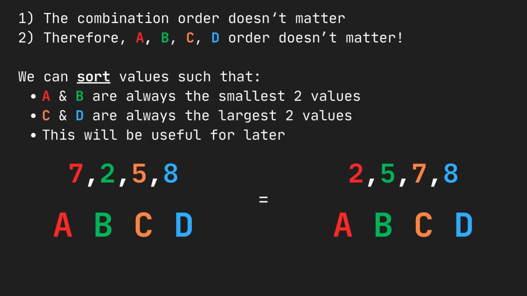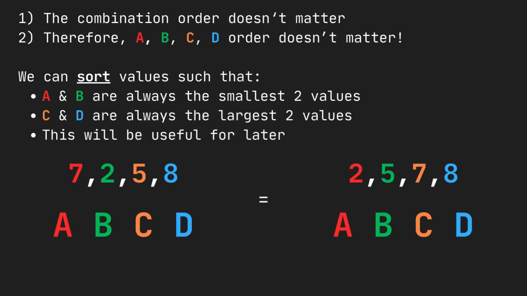What we can do is recognize that the A, B, C, D order also doesn't matter. We can sort those to ensure that the A, B values are always the smallest 2 values, and the C, D values are always the largest 2 values. This should make some intuitive sense, because when we're given an example of 7258, it's going to give you the same total number of unique combinations as 2578.